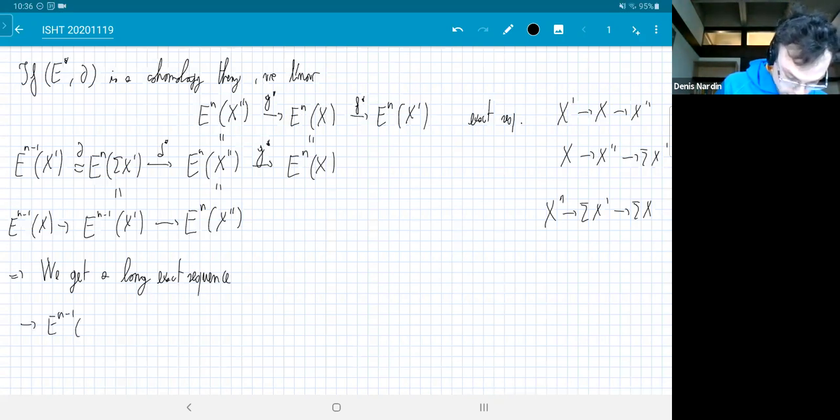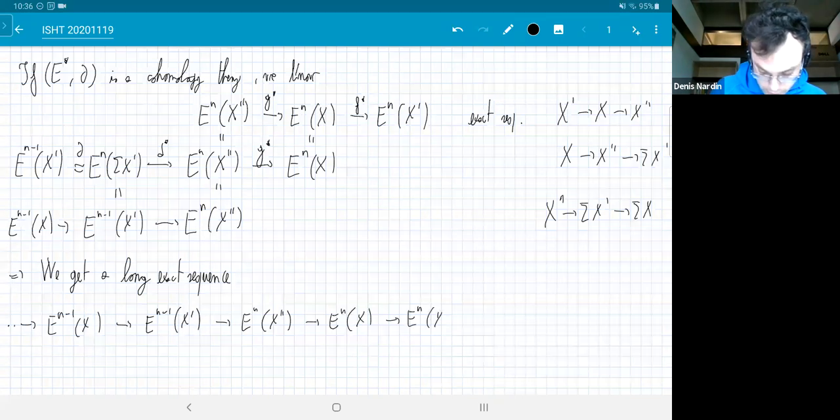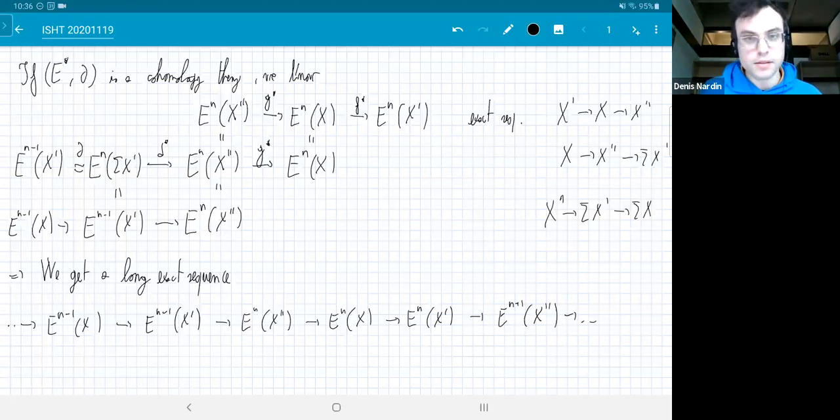E^(n-1) of X prime goes to E^(n-1) of X prime, E^n of X double prime, E^n of X prime, E^(n+1) of X double prime, etc. So even if our hypothesis gives us only a sequence exact in the middle, we can use the suspension isomorphism to patch them together and get an actual long exact sequence.